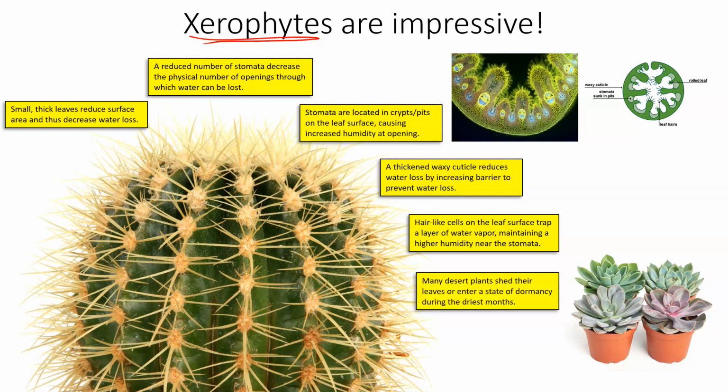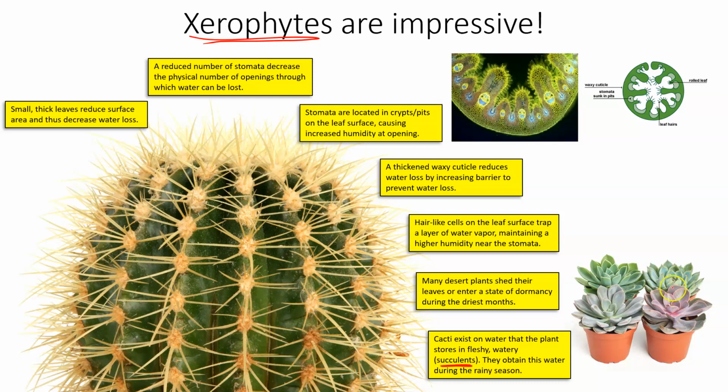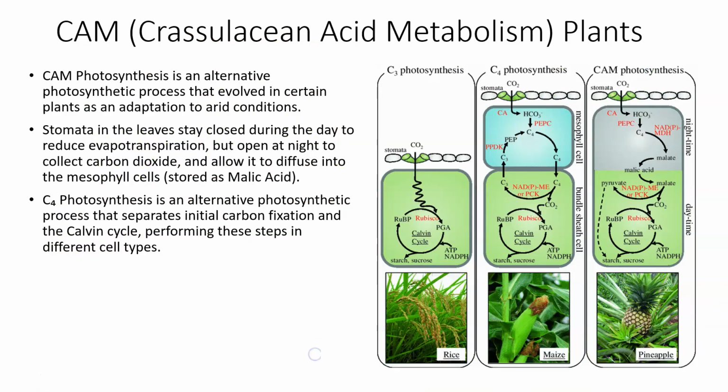Many desert plants shed their leaves or enter a state of dormancy during the driest months. Again, if we can shed the leaves and therefore shed the stomata, we reduce the amount of water lost and we can conserve as much water as possible. Cacti exist on water that the plant stores in fleshy, watery fruits or fleshy, watery tissues, especially in succulents, which have a lot of thick leaves that are high in water concentration. They obtain this water during the rainy season and then store it year-round, or at least through the driest months.